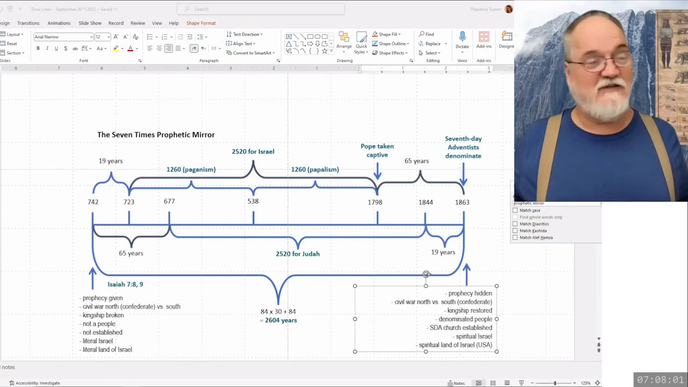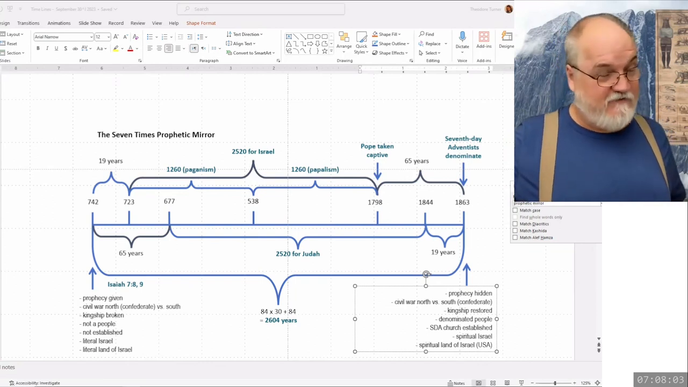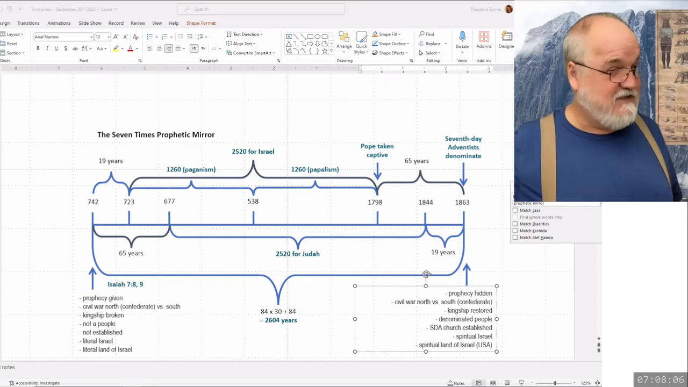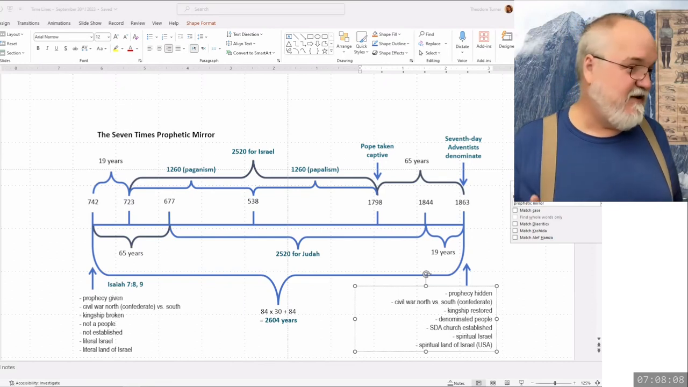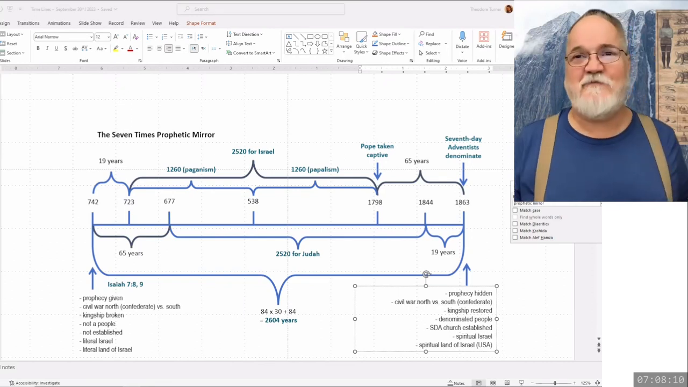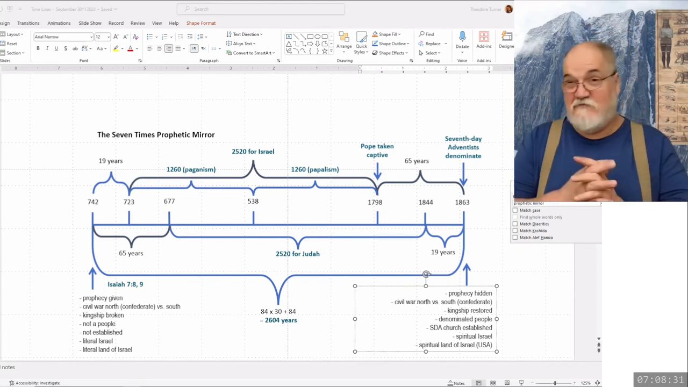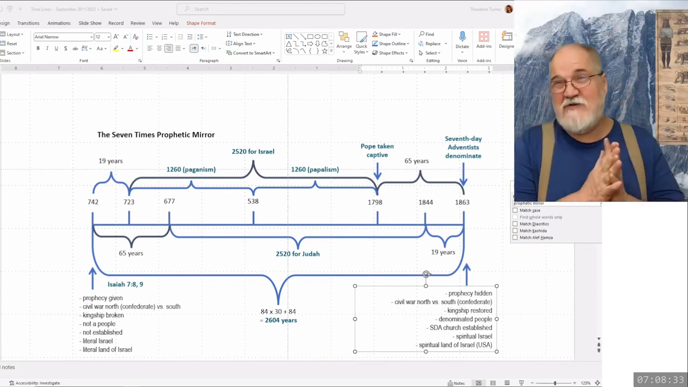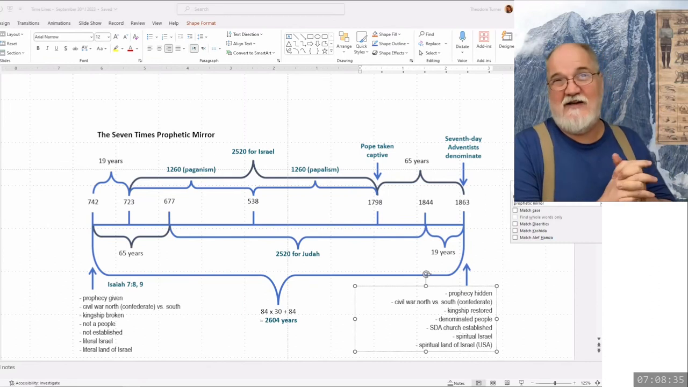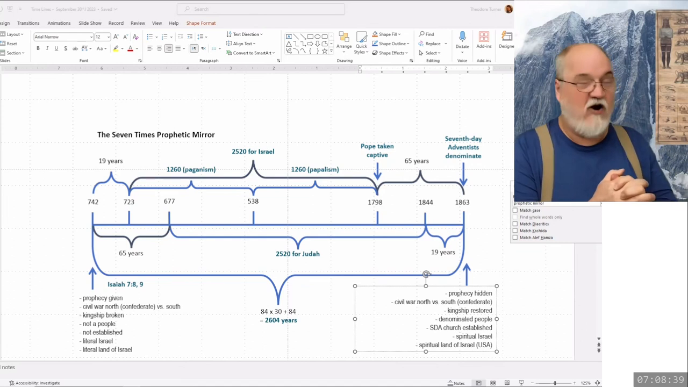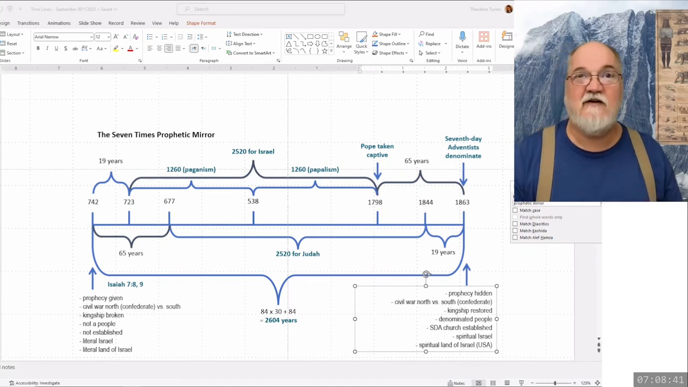So why do they place this Egyptian pharaoh differently than we do? Can anybody guess why they do that? How do they derive his date of when he is the pharaoh? Kate. Think about some things we've learned about secular archaeology. How do they date an artifact?